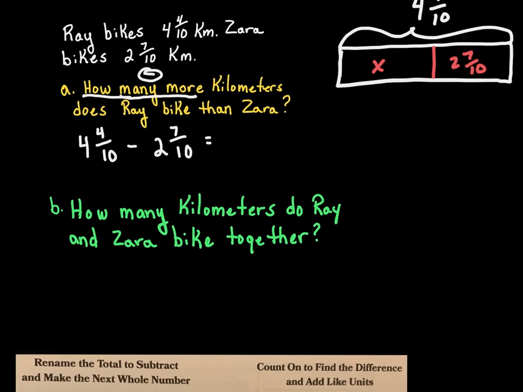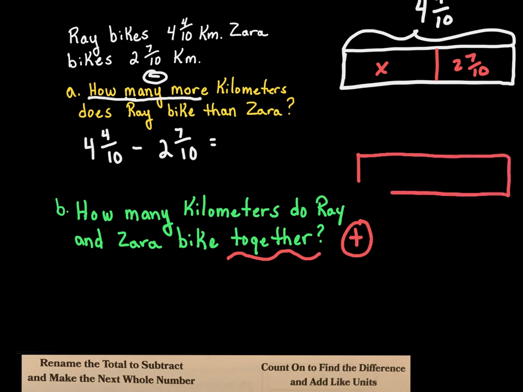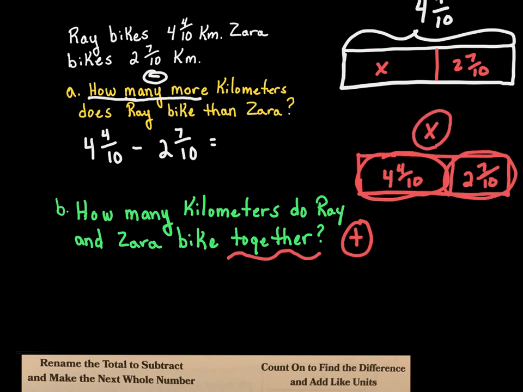Then it's going to ask us, how many kilometers do Ray and Zara bike all together? Now, when we say together, we know that means addition. So we could make another tape diagram. We don't know the top, but we know this side is 4 4/10, and then 2 7/10, and we just add them both up, and we're going to solve for x, the unknown.